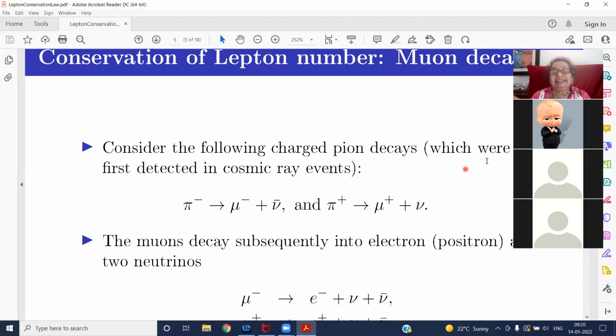These two are detected in cosmic ray events, not in the laboratory. Today, people discover them in the laboratory also. These were first detected in cosmic ray events. These are processes. So now, cosmic rays do not detect nu bar and nu. They detect only mu minus, mu plus. Then we put in appropriate quantities so that all the conservation laws hold. So now, the muons further decay into an electron or a positron.